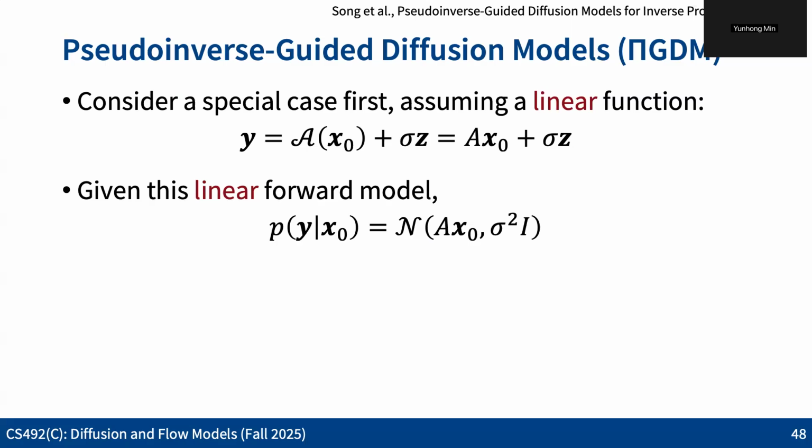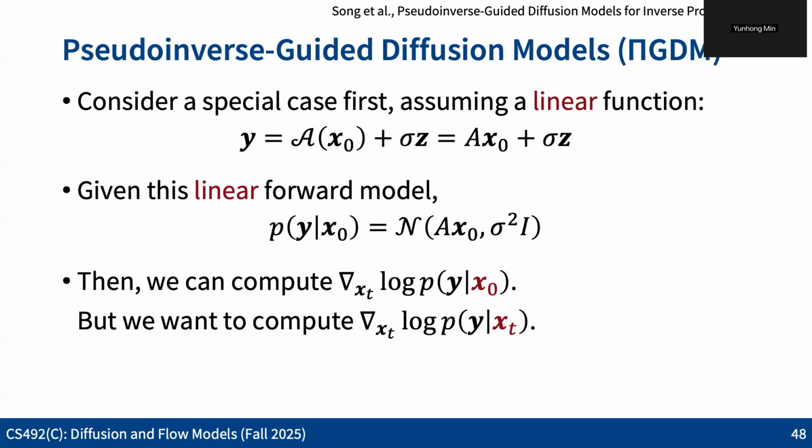So now we are modeling this as a Gaussian distribution. Since this is Gaussian, we can directly compute this conditional score. Basically, the meaning of this score is how likely we are to have the partial observation y given the clean data point x0. Make sense? Okay, the meaning of this function is how much we are going to have this partial observation y given this clean data point x0.